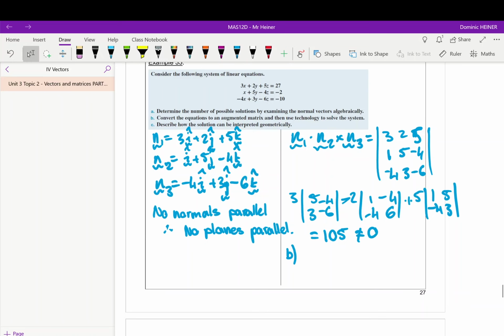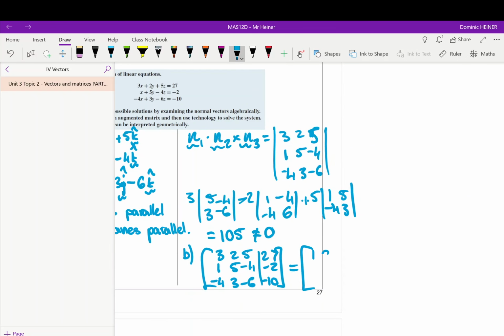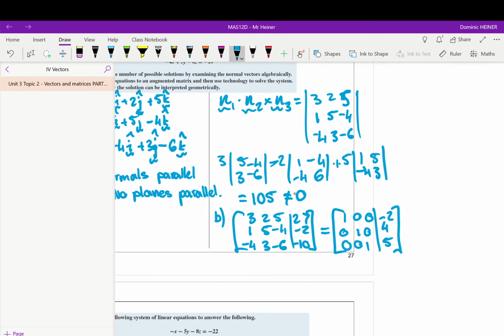So for B, our augmented matrix is going to be 3, 2, 5 is equal to 27. 1, 5, -4 is equal to -2. And -4, 3, -6 is equal to -10. Solving that with technology, we get 1, 0, 0, 0, 1, 0, 0, 0, 1 as expected, but our right-hand side is -2, 4, and 5. So how do we read this off? Well, it means that the x value is -2, the y value is 4, and the z value is 5. So we have the point -2, 4, 5 is the unique solution.